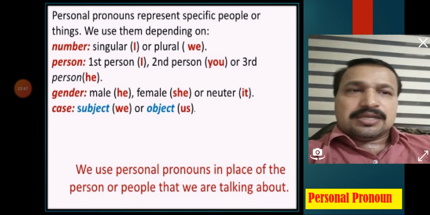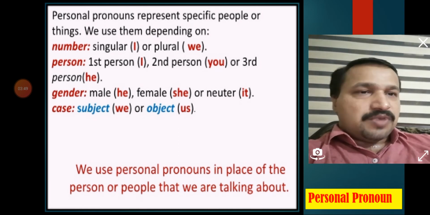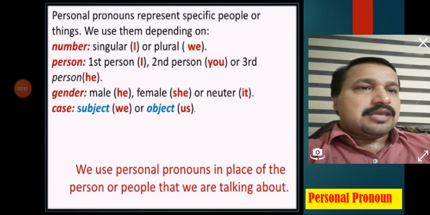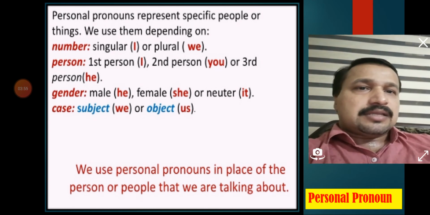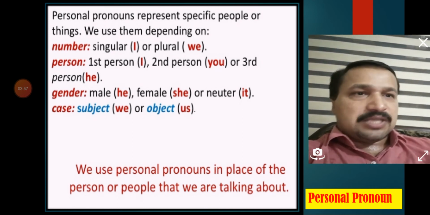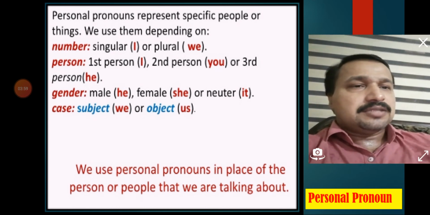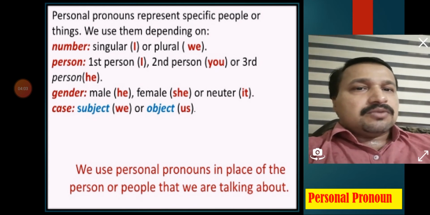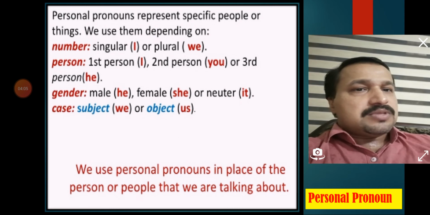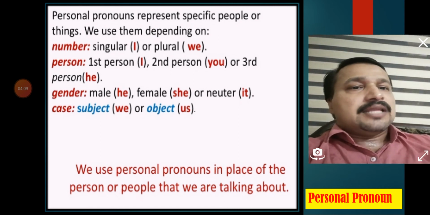And the gender, it can be male or female. Accordingly we use he or she. Then the case, that can be subject or object. 2 cases are predominant while we discuss personal pronouns. Then we use personal pronouns in place of the person or people that we are talking about.